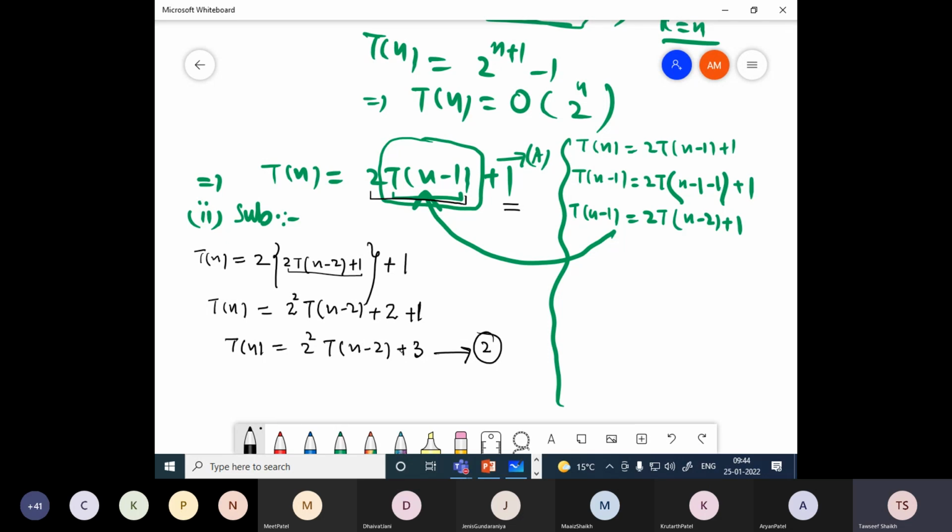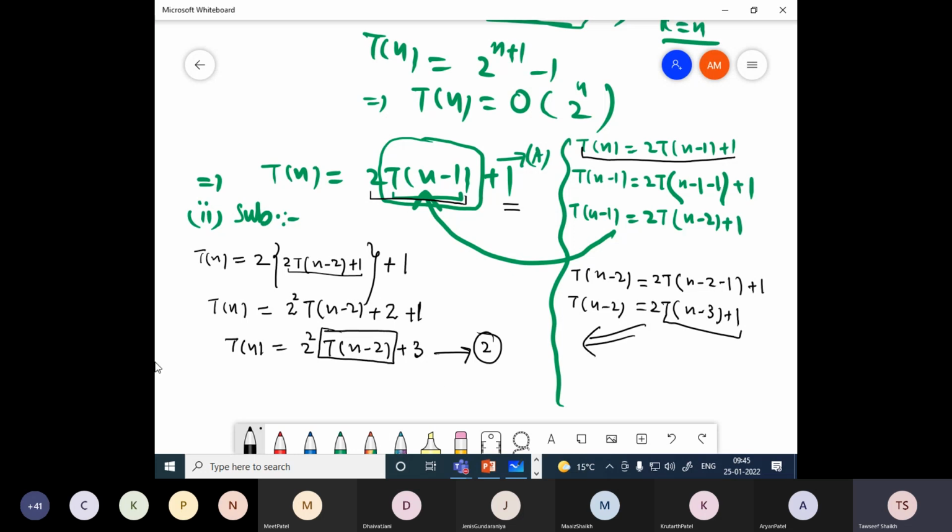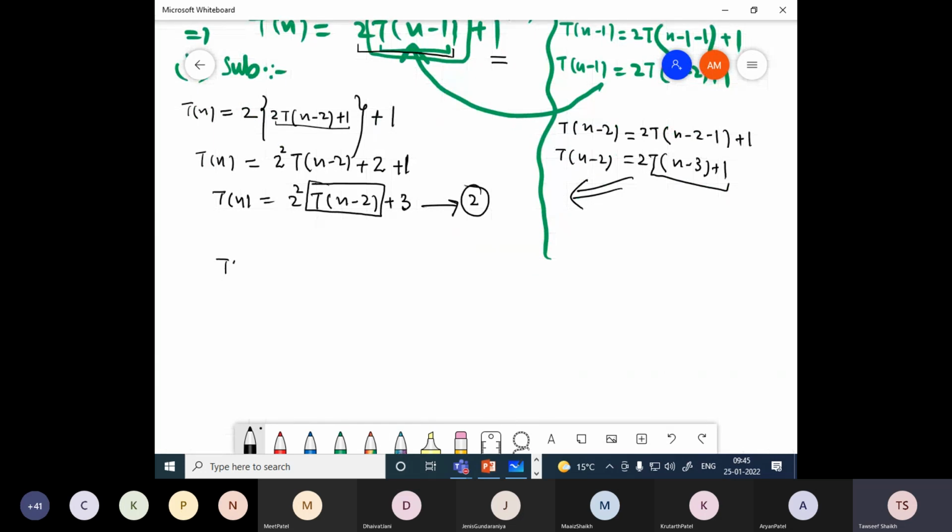Now again in this equation, 2 square and 3 are already there. What I need to find is t of n minus 2 so that I can substitute it in it. So I will find t of n minus 2 from the initial equation by substituting the value of n minus 2 in place of n. Plus 1 will be itself. This is it. So it will be 2t of n minus 3 plus 1. And this will be the value of t of n minus 2. So taking this value and substituting it in equation number 2, we will get that t of n is equal to 2 square will remain as such. In place of this t of n minus 2, we have to substitute this whole.